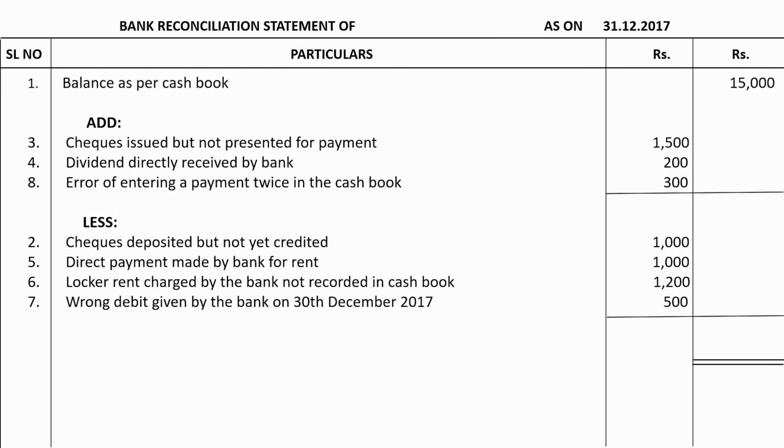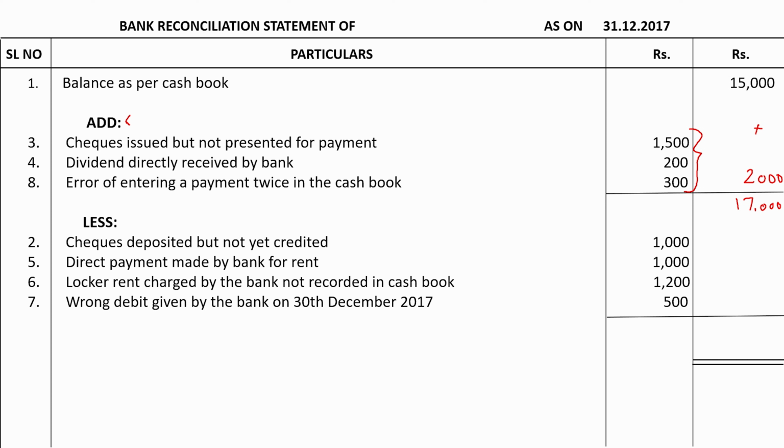We have come to the end of the sum. The next step is to calculate what is the balance as per bank statement. First, we have to add all these three items. The total will be 2,000. Now we have written add, isn't it? 15,000 plus 2,000, 17,000, you write at the bottom.